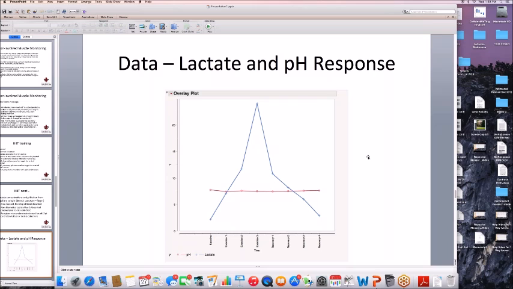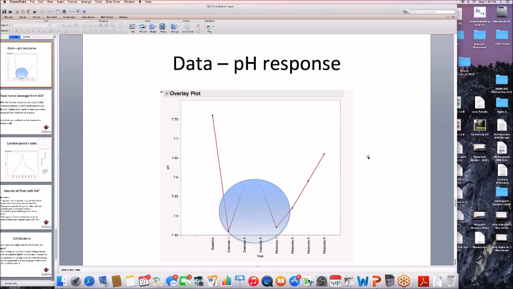And we noticed that the pH line really isn't changing that much. We have a massive change in lactate. And if we look at our pH on a different type of scale, what we notice here is that there is a little bit of a drop from 7.75 to 7.4 during the exercise.